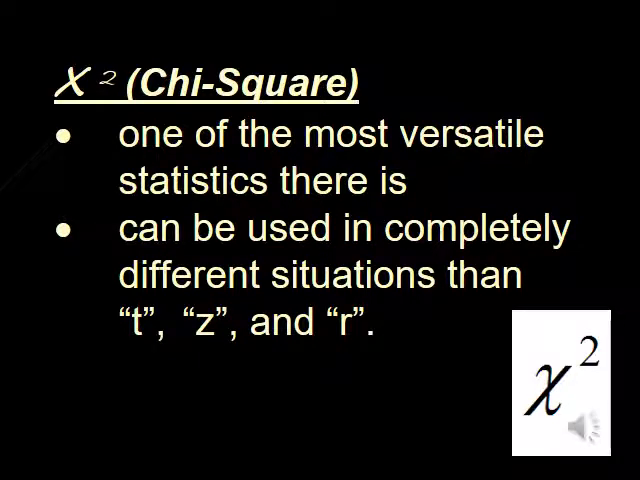Chi-square is just another statistic, and it happens to be one of the most versatile statistics that there is. You can use it in totally different situations than you can things like T and Z and R that we've talked about already. And in fact, in the real world, chi-square is probably the most used statistic that there is.